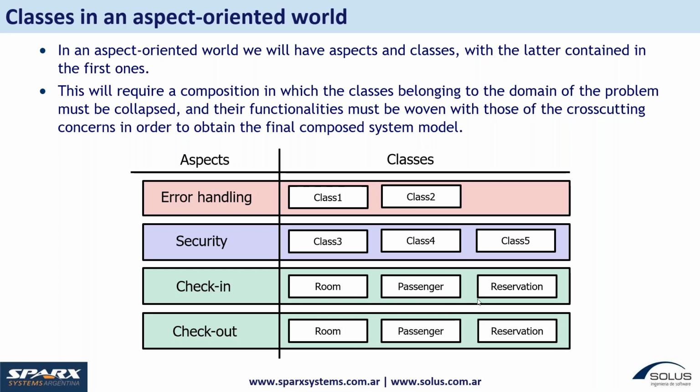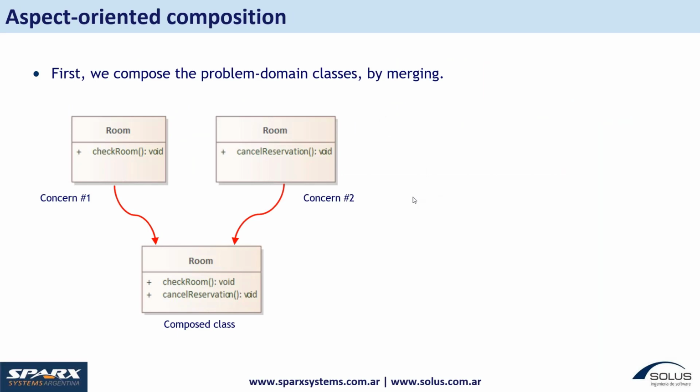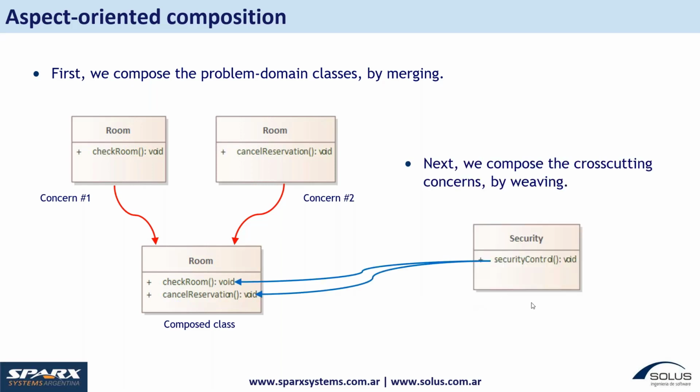And well, we have to model all of this, but at some moment we have to compose all of this. How to compose this situation? Well, firstly, we have to compose the problem domain classes by merging the classes present in different aspects into a single composed class. And then the Weaver is in charge of composing the methods of the cross-cutting concerns belonging to the non-functional requirements. This is the work that we have to do.